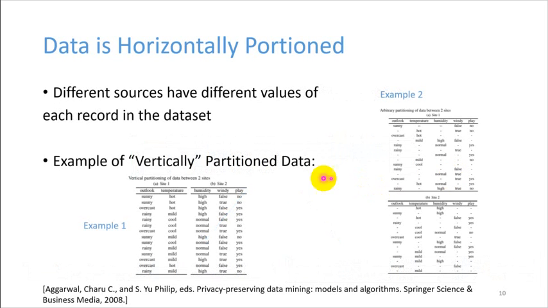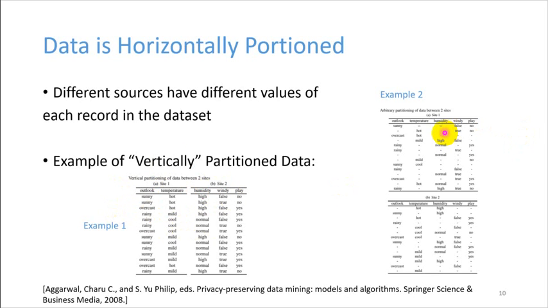In contrast, we have vertically partitioned data that we are not going to address at the moment, and these are two different examples of vertically partitioned data. This is when different attributes of data records are stored on different sites. For example, here outlook and temperature are stored in site 1, and humidity and windy are stored in another site. And this can be one type of vertically partitioned data.